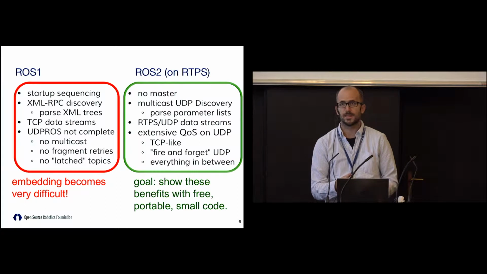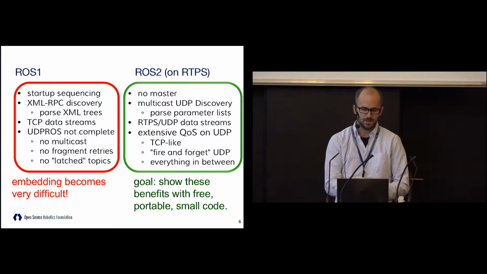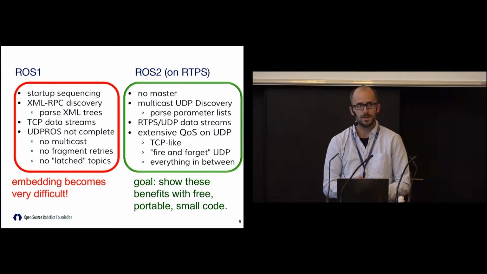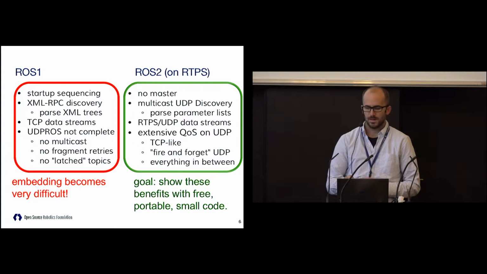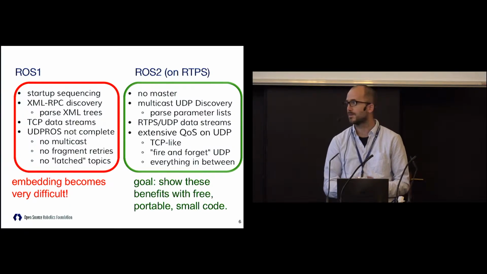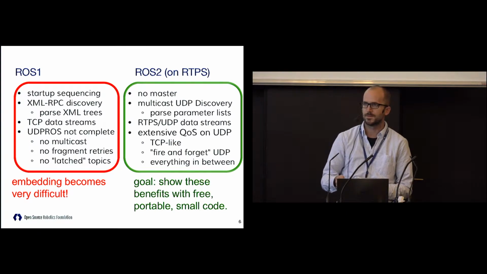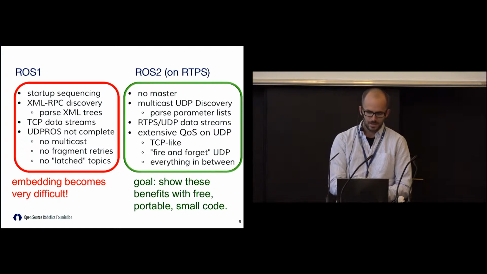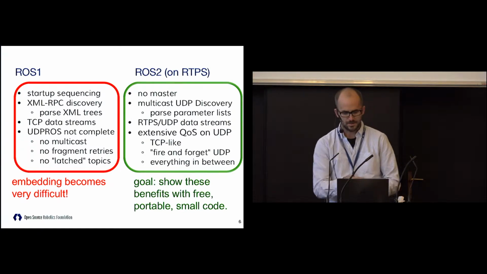So then the natural thing is, let's use UDP. That's why there's UDPROS. But that implementation is, I think it's fair to say, not complete. It doesn't deal with multicasting, which is one of the big benefits of UDP. And if you have large messages, you have to fragment them to fit them into Ethernet frames. But there's no support in UDPROS for resending missed fragments. So if you have a really big message, like a big image or point cloud, and you drop one of those Ethernet frames, well, you better wait for the next message because you can't recover it. So anyway, embedding ROS1 tends to be difficult.